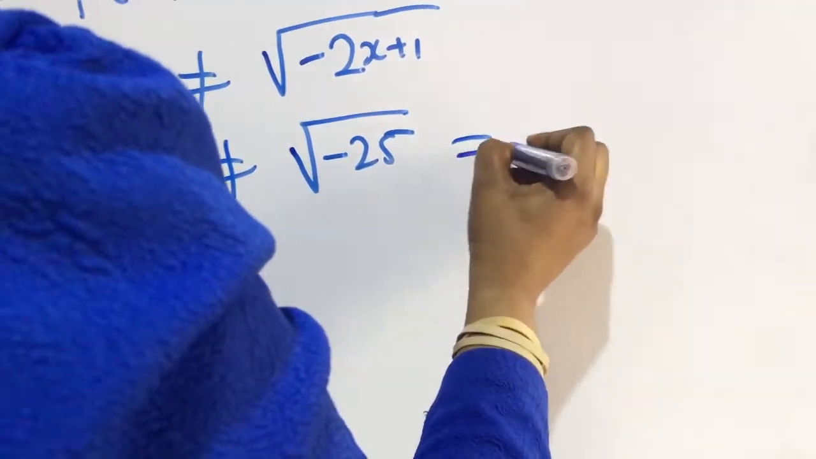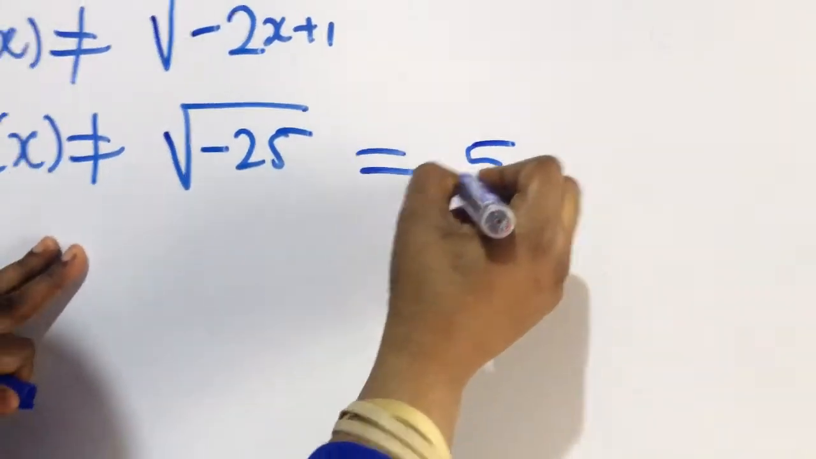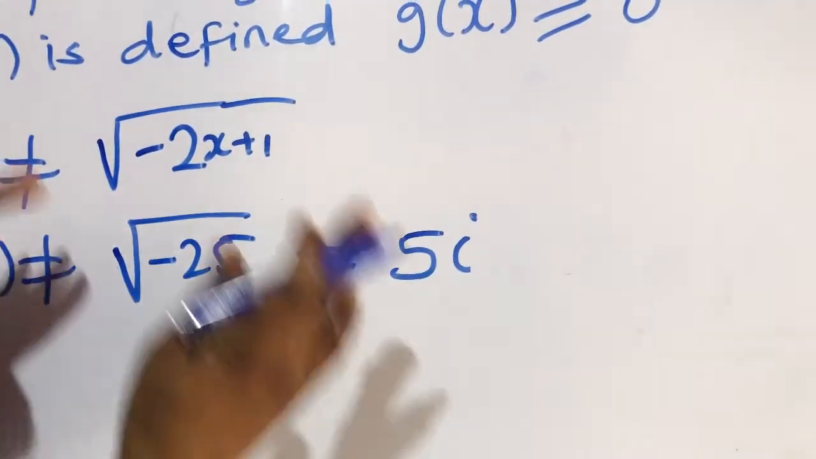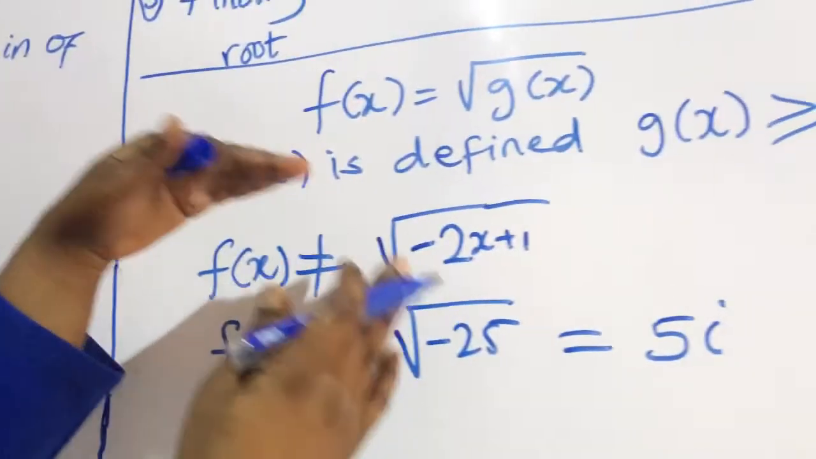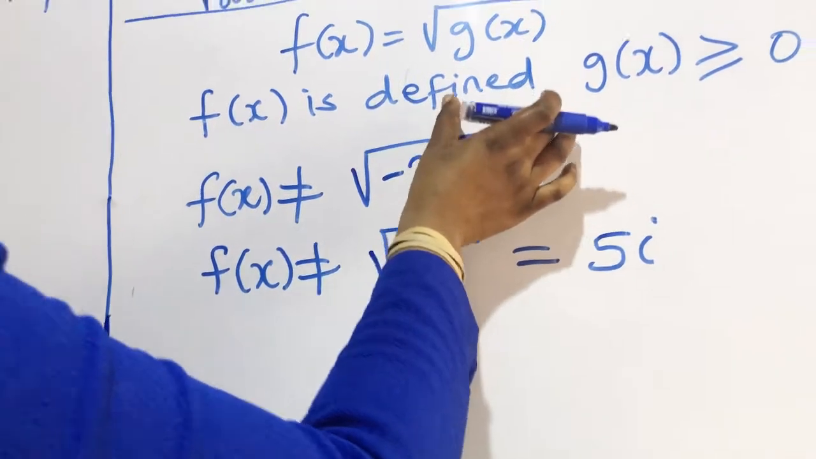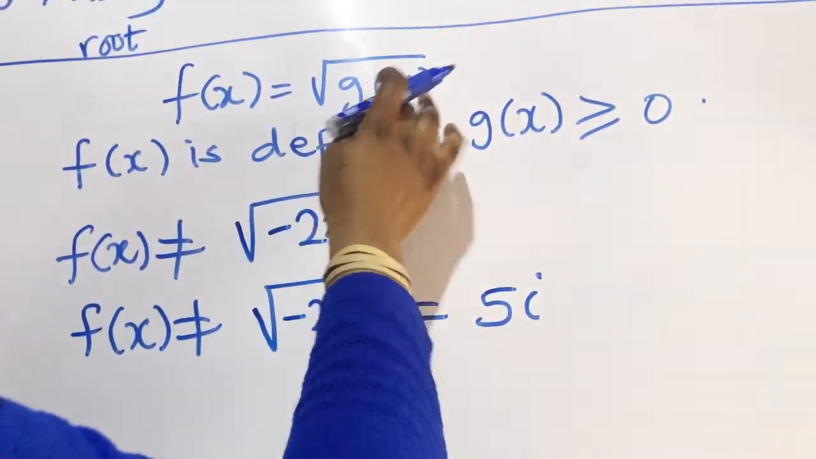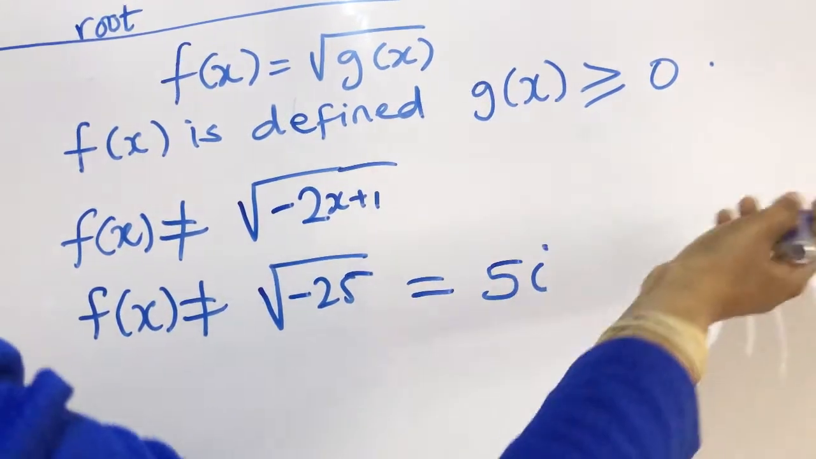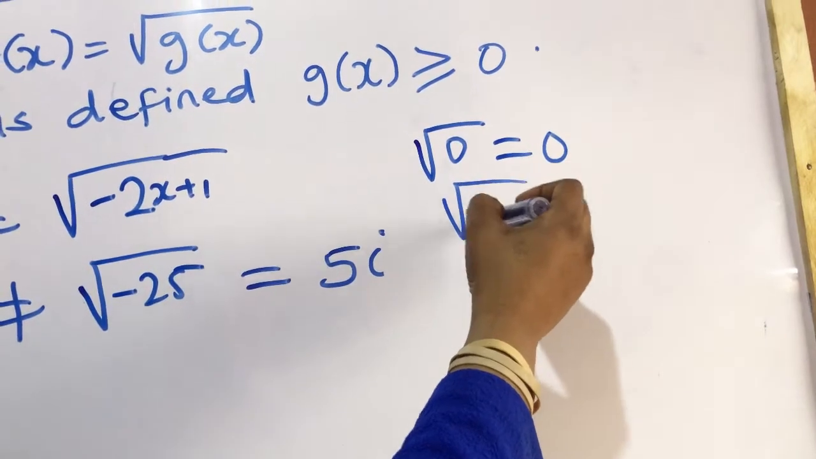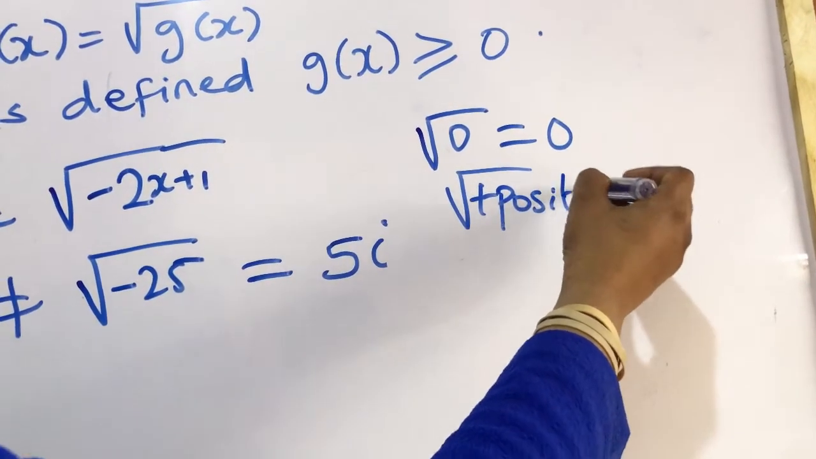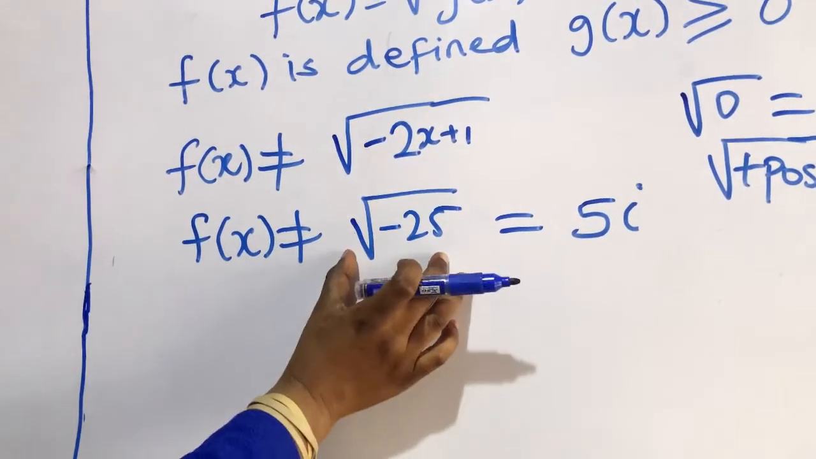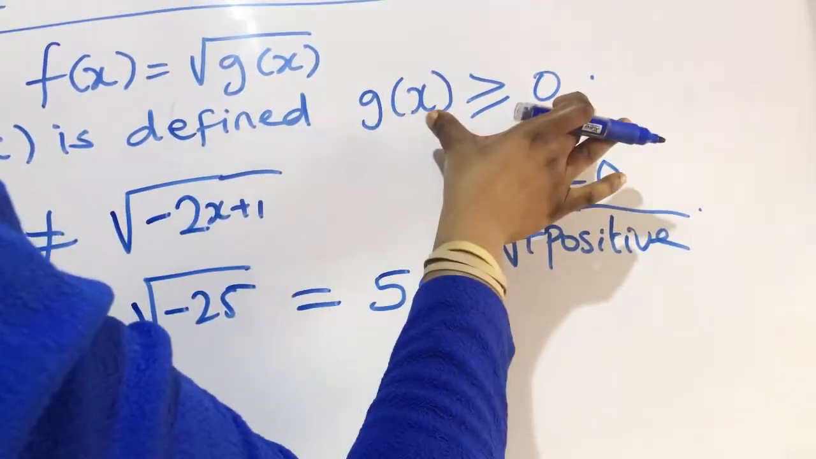So this one will lead to an imaginary number. It will be 5i, and we do not want our function to be an imaginary or complex number. We want the function to be a real valued function. So in order for the function to be defined or valid, its expression inside the square root must be greater than or equal to 0. If you find the square root of 0, it will be equal to 0. If you find the square root of any positive number, it will be valid. So that's what we want. We do not want our expression inside the square root to be negative. That is exactly what this statement means.